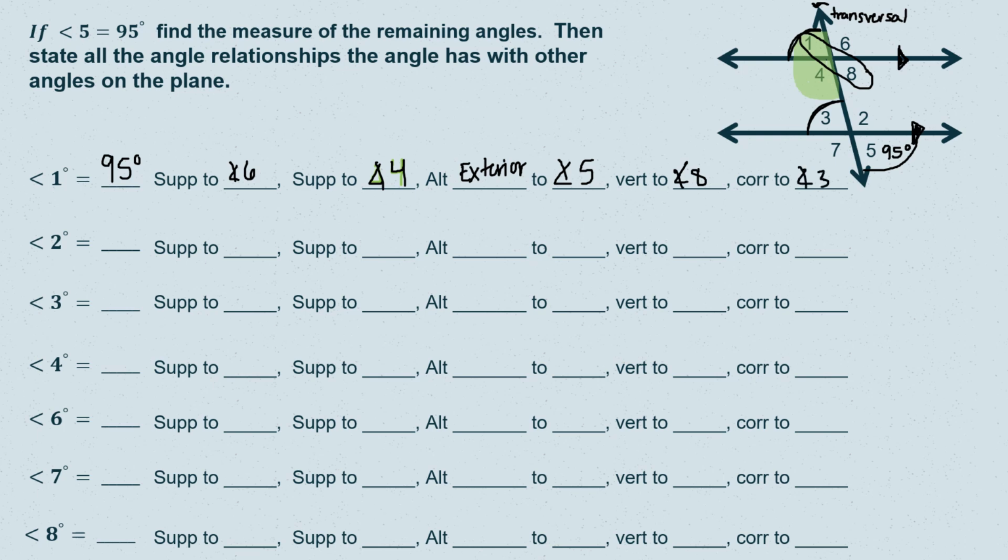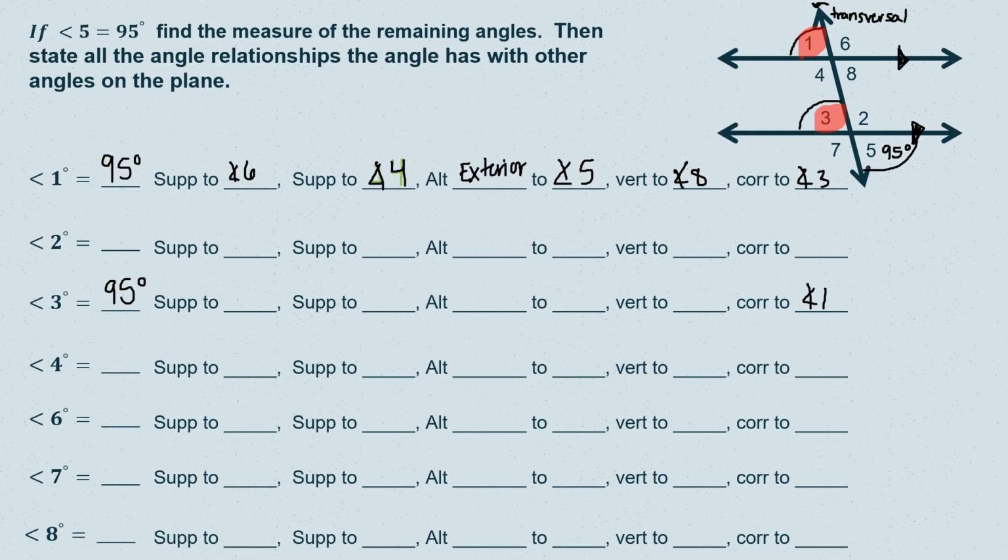So I'm going to jump off from angle 3. We know that angle 1 and angle 3 are corresponding, so those are also congruent. Corresponding angles have the same measure. So if angle 1 is 95 degrees, angle 3 is also going to be 95 degrees. Then we can do the angle relationships for angle 3. Angle 3 is corresponding to angle 1, because we just said that.